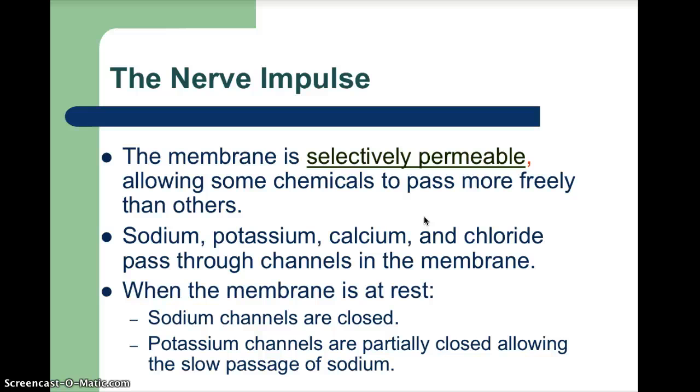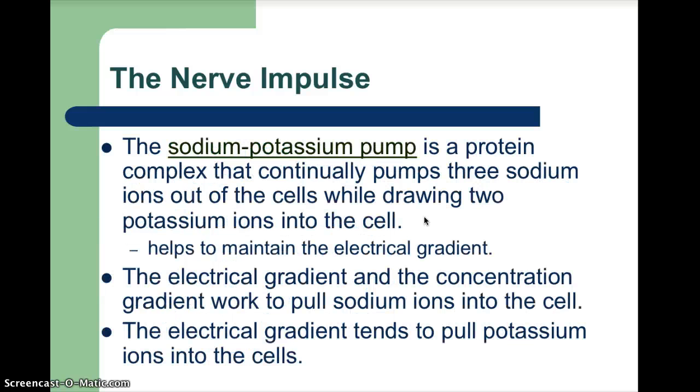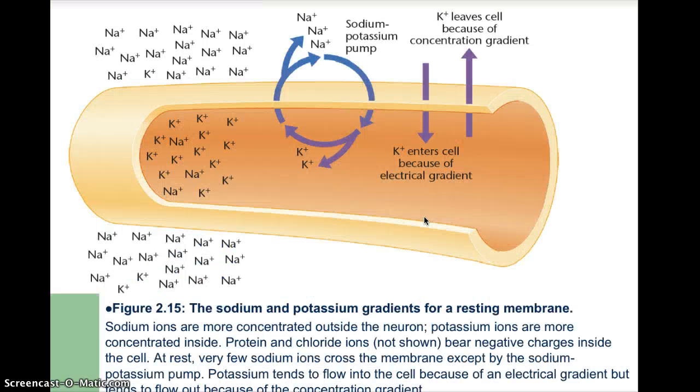Okay, so we've got all these different ions that are interacting with their different charges. Sodium, potassium, calcium, and chloride are going through different channels in the membrane. And there's a sodium-potassium pump, and it maintains this by pushing 3 sodium ions out of the cell while drawing 2 potassium ions in to maintain that gradient. And here's kind of a depiction. The pump is those protein channels.